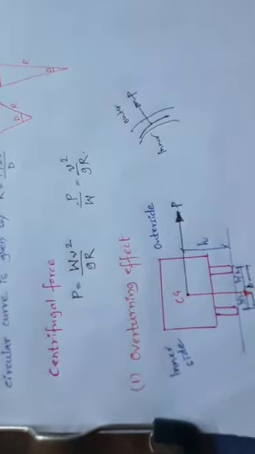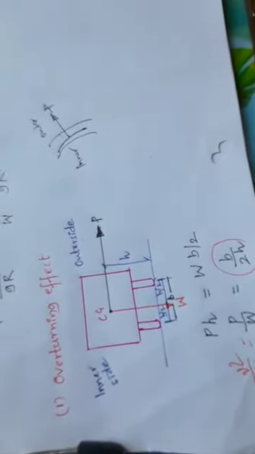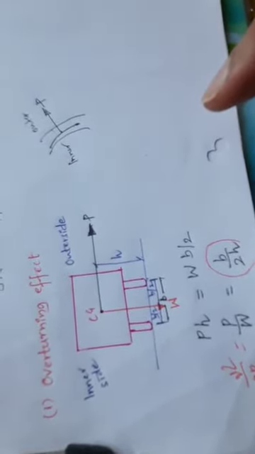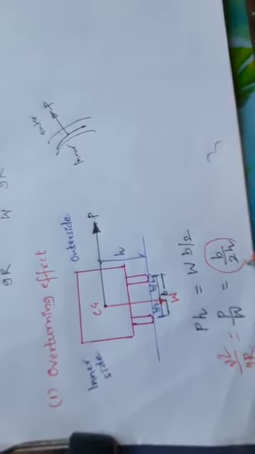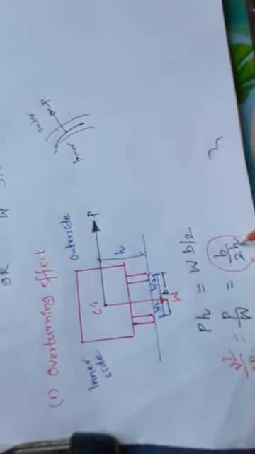If this value attains the value B by 2H, then what happens? The vehicle will topple for sure. Okay, we have to make sure that this value, B by 2H, is not attained.